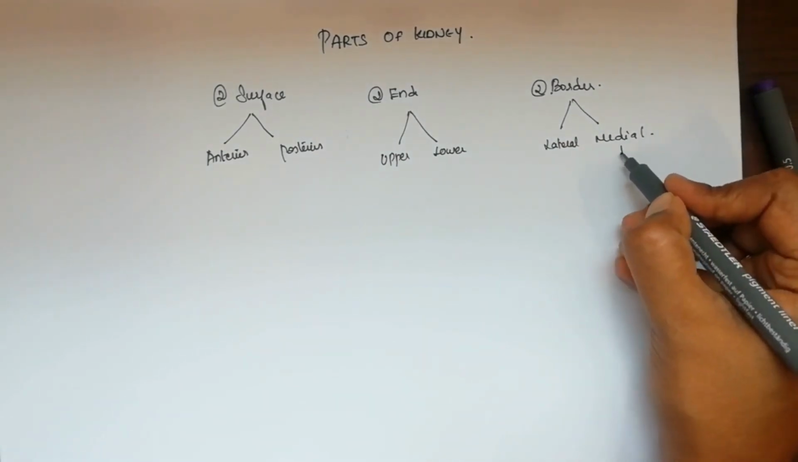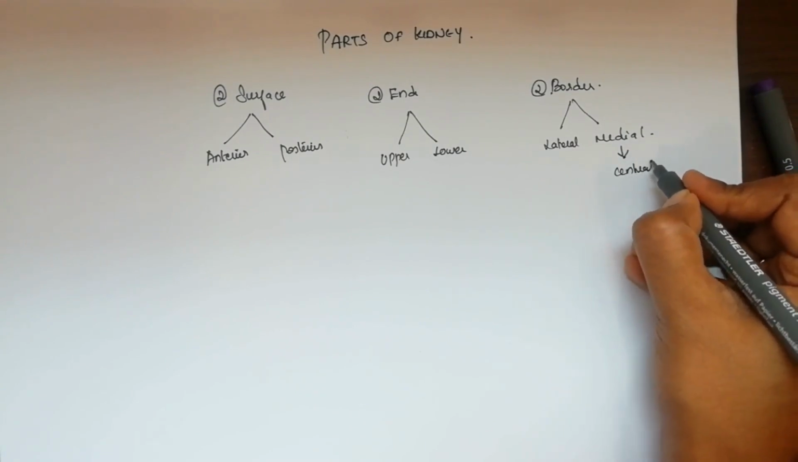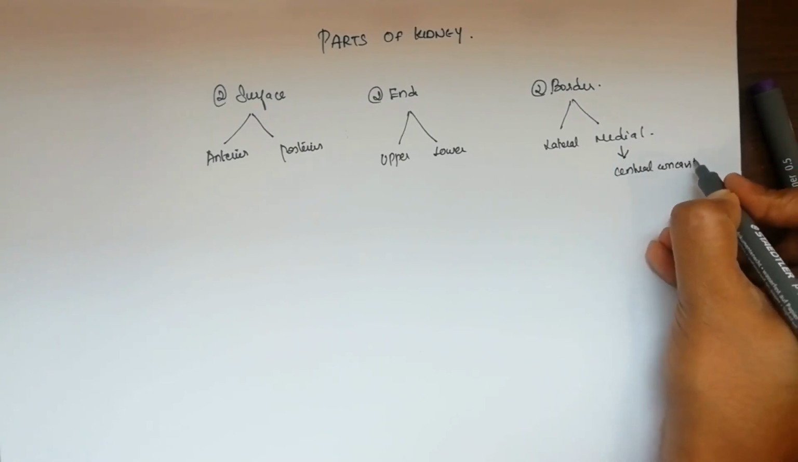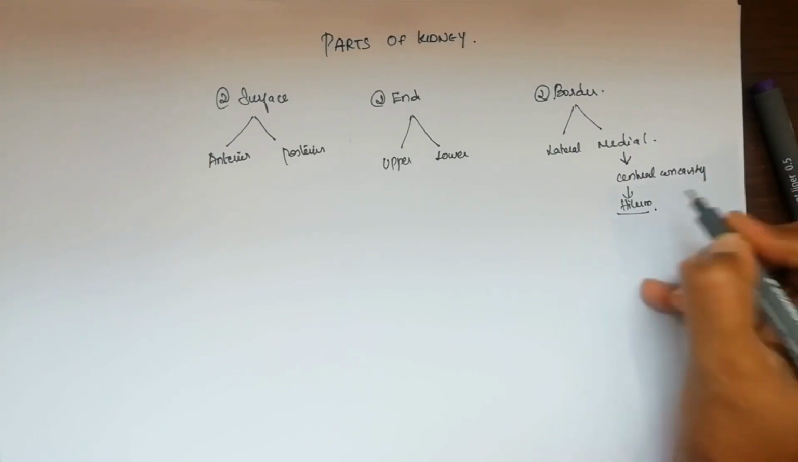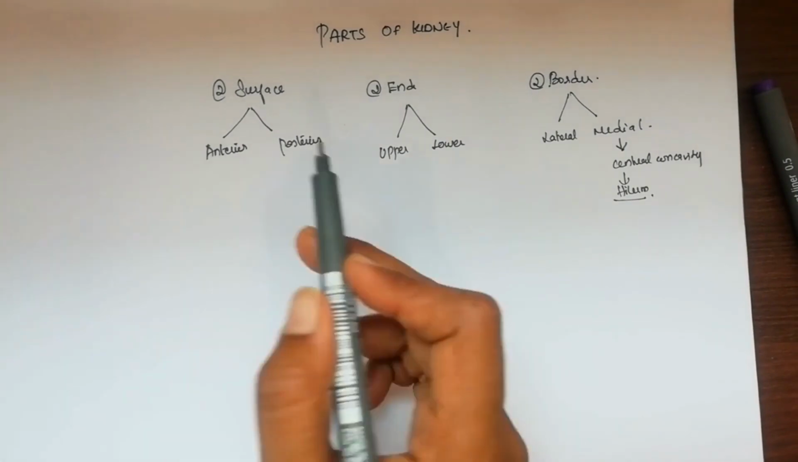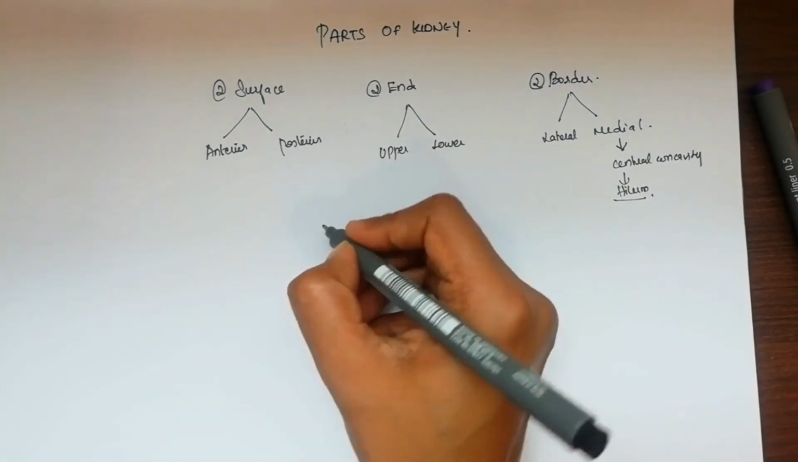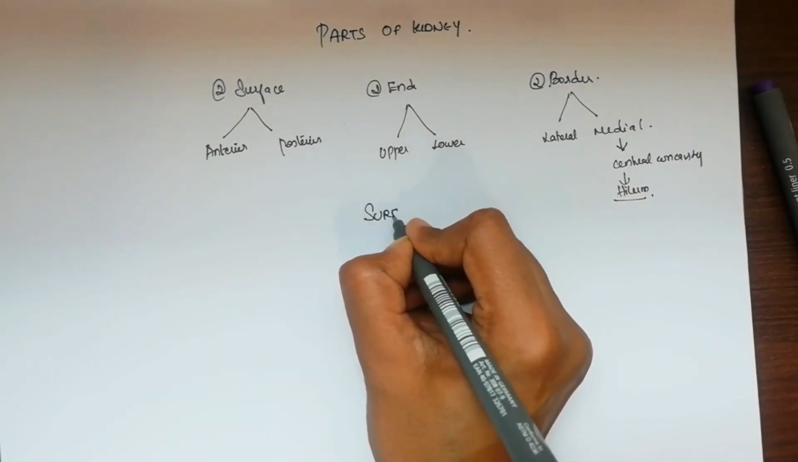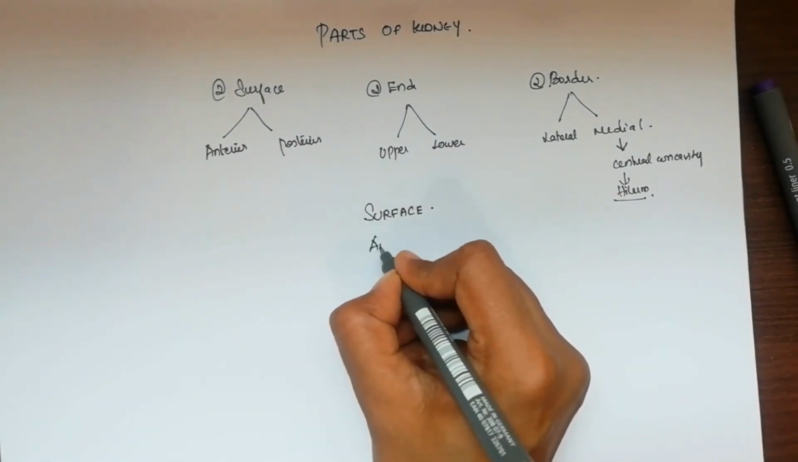About the medial border, we have a central concavity in the medial border, as we discussed earlier, and that medial concavity is called the hilum of the kidney. Now we will see each part separately. First we will move on to the surfaces of the kidney, starting with the anterior surface.